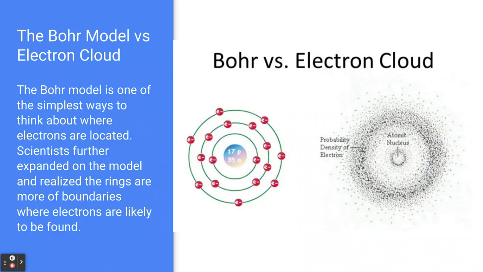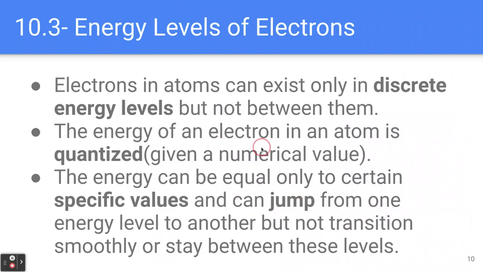So the Bohr model is very great at starting to understand that electrons have different energy levels. They are different distances away from the nucleus, but it's important to recognize that the Bohr model is just used to kind of get our minds going. It's not specific enough to give us all the answers.